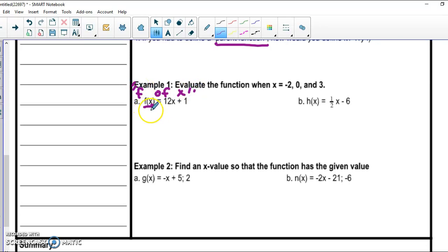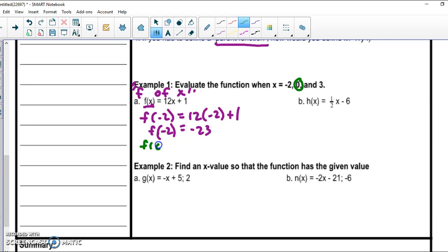So this is my function, f of x equals 12x plus 1, and I'm going to find the value of the function when x equals -2. So here's how I write that. I would say f of -2, and then I'm going to substitute -2 into my equation for x. So 12 times -2 is -24. -24 plus 1 is -23. So I would say f of -2 equals -23.